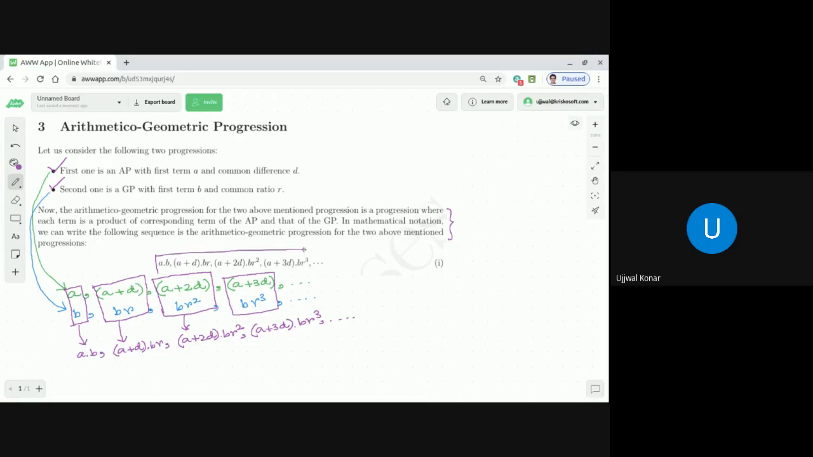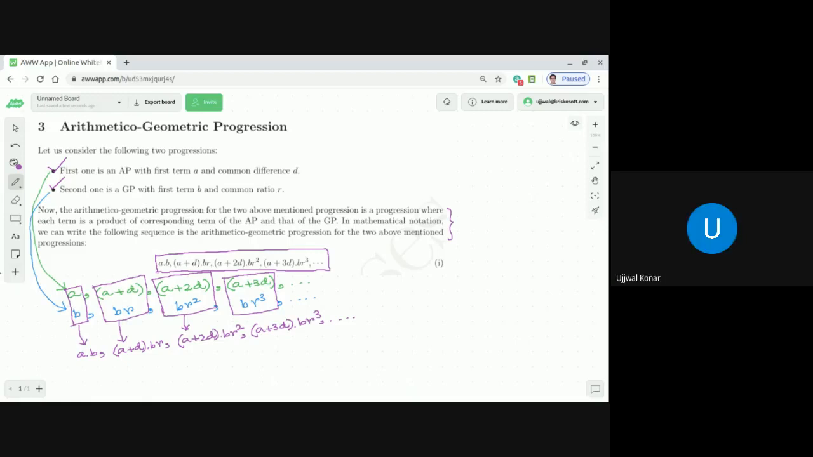You know, dear students, the direct application of this kind of progression is solving numerical problems, what we get in mathematics only. As I said in the last class, it doesn't have much application in physics. So far I didn't get.